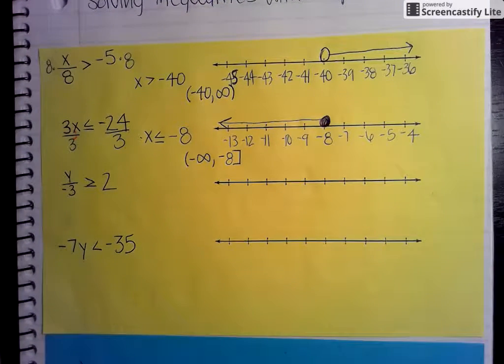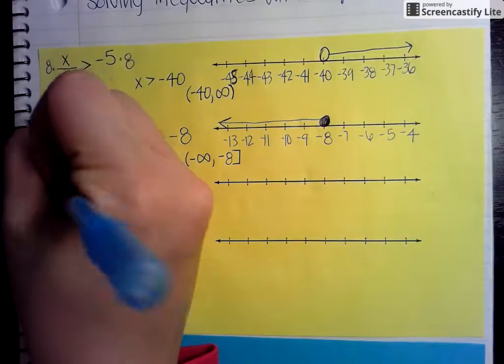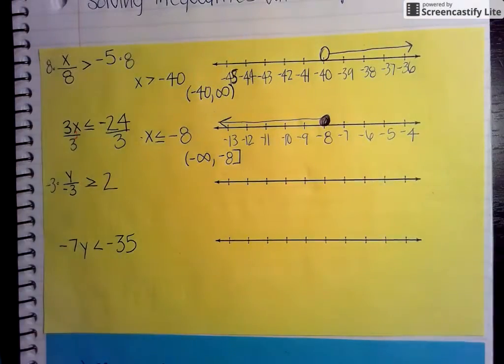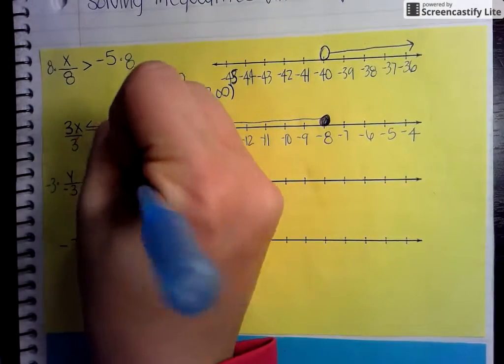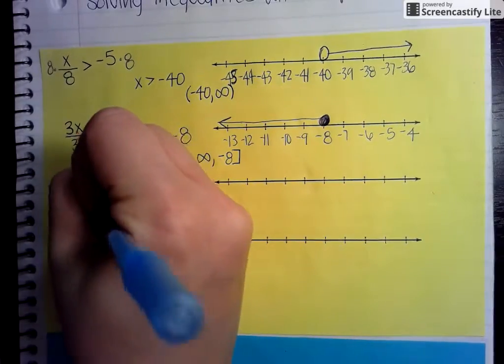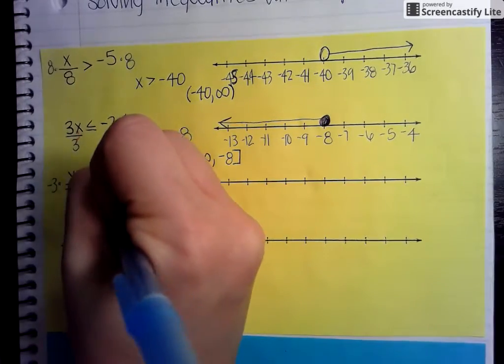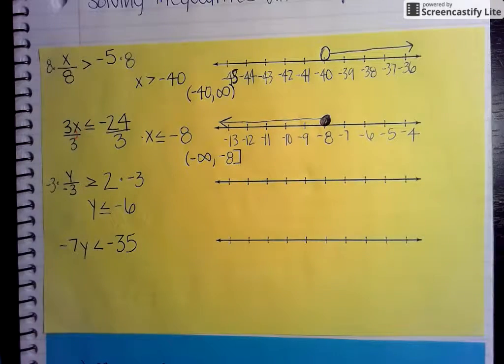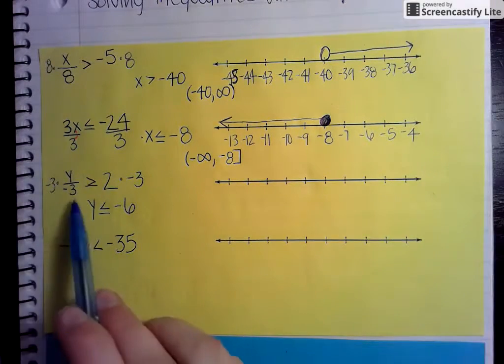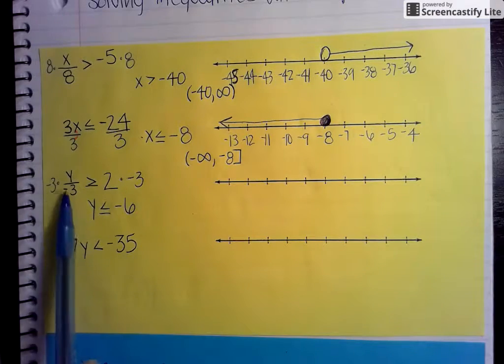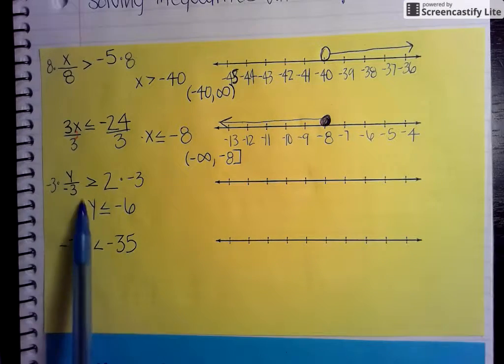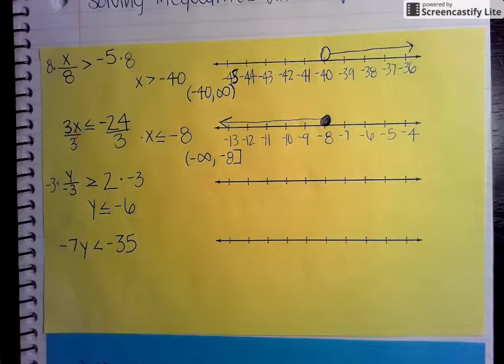Now, our next one is y divided by negative 3 is greater than or equal to 2. So to get y by itself, we have to multiply it by a negative 3. Now, because we're multiplying by a negative number, we're going to flip the sign. So we have y is less than or equal to negative 6. So now it changes. So make sure you flip that sign if you're multiplying by that negative number. So whatever one you're doing to get the variable by itself, you flip it.